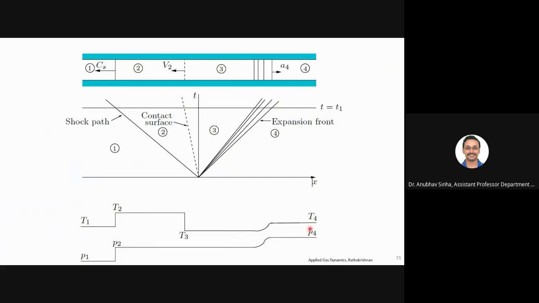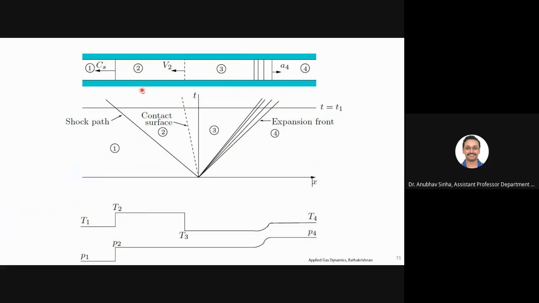So as you can see, across the fan the temperature decreases from T4 to T3. Similarly, pressure also decreases, and here we have P2 which further decreases because this is a shock front. So across the shock, both temperature and pressure decrease, from T2 to T1 and P2 to P1. This is the working of a shock tube in a nutshell.